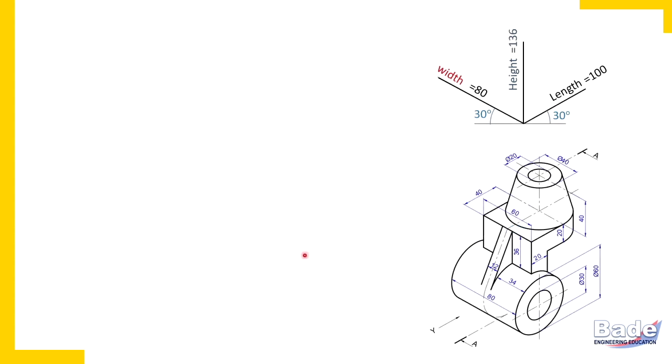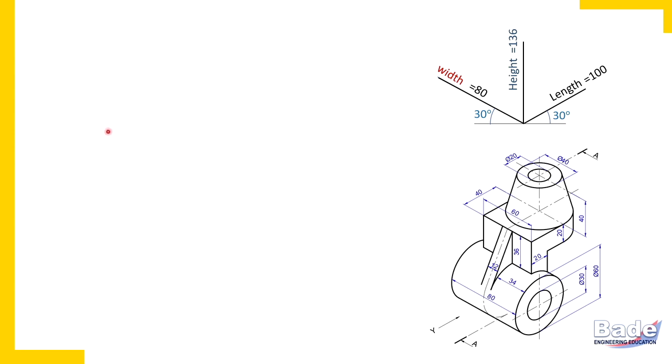So let's proceed. What are you going to do first? 3 rectangular boxes. 3 rectangles we are going to draw. 2-dimensional rectangles for the front view, top view, and side view. Which side view are you asked to draw? Left hand side view. So there must be enough space on the right side.